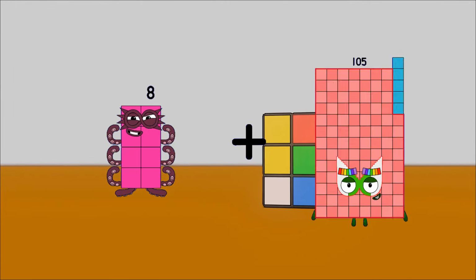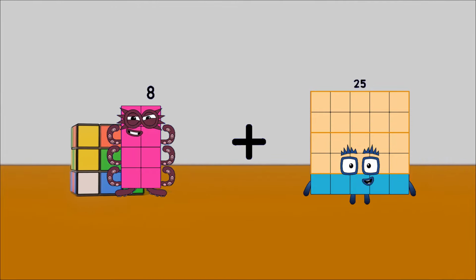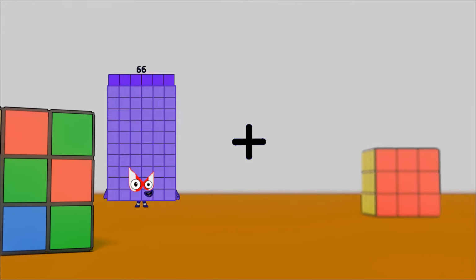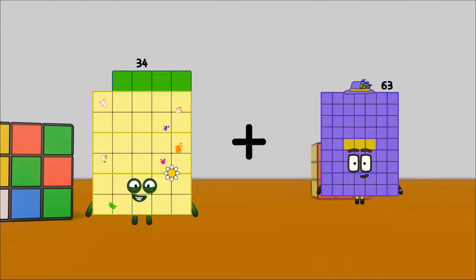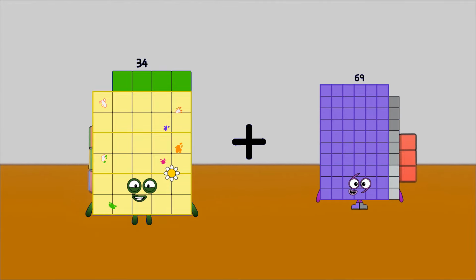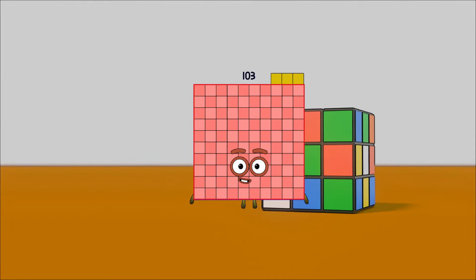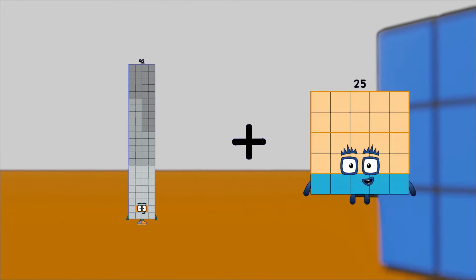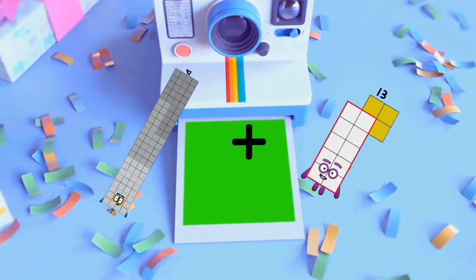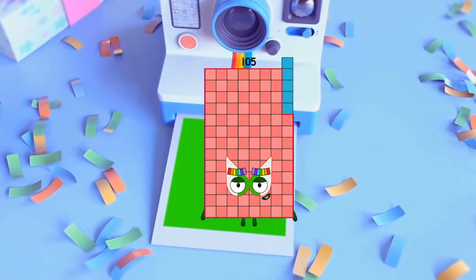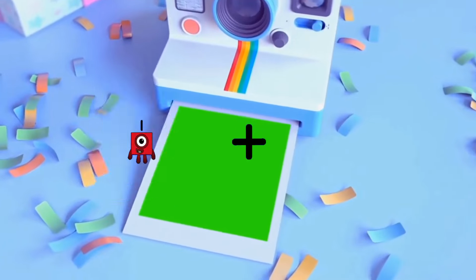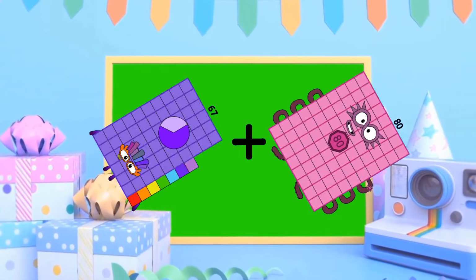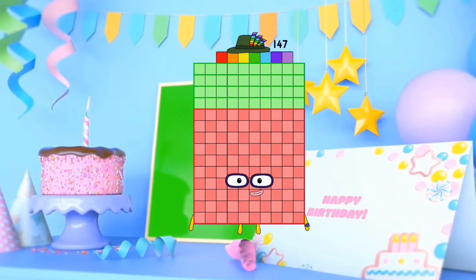8 plus 25 equals 33. 34 plus 69 equals 103. 92 plus 13 equals 105. 67 plus 80 equals 147. One bigger.